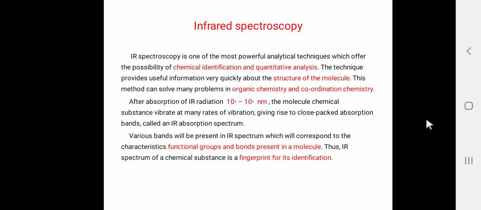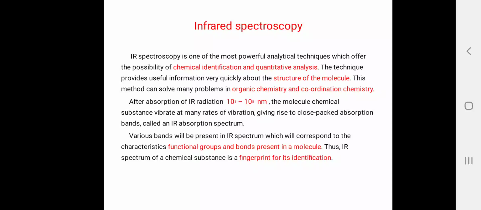So here, all of you know that when the molecule interacts with the IR radiation, that is 10 raised to 3 to 10 raised to 5 nanometer, then there is a change in the vibrational energy level, and here we get the vibration spectra, or it is also called the infrared spectra or infrared spectroscopy.